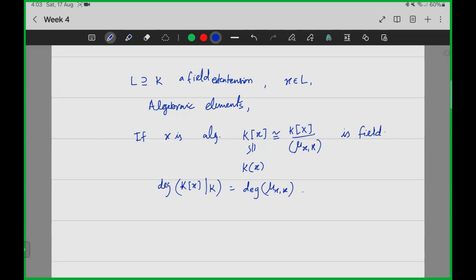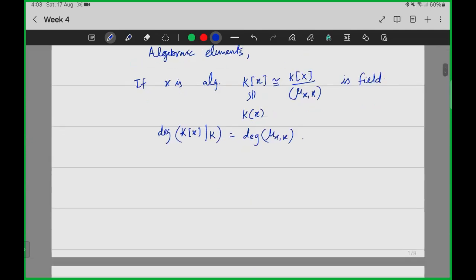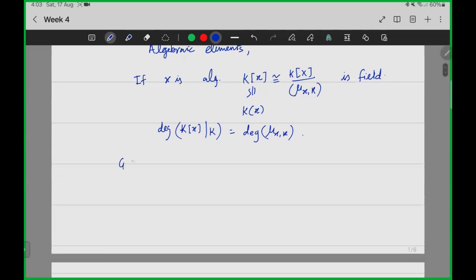Okay. So after this, a little bit about group theory was given: when G is a finite subgroup of K star, it comes as a corollary that G is cyclic. Okay. In fact, it is true in any integral domain, where any finite subgroup of the multiplicative group of units is cyclic.